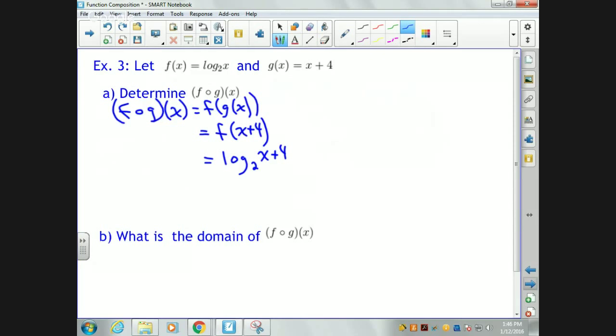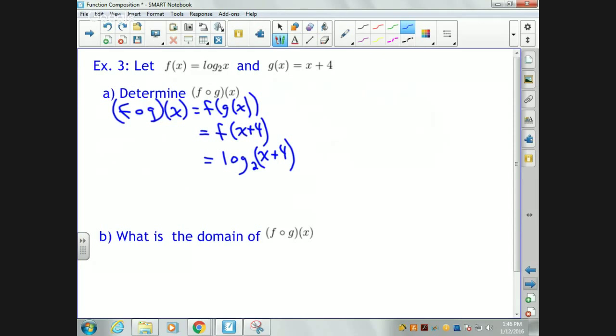So yes, Aaron, you are correct. There's nothing we can do here to simplify this. It might be worth putting this in brackets, just so that you don't think it's the log of x shifted up 4. So we're taking the log of that whole x plus 4. Questions?